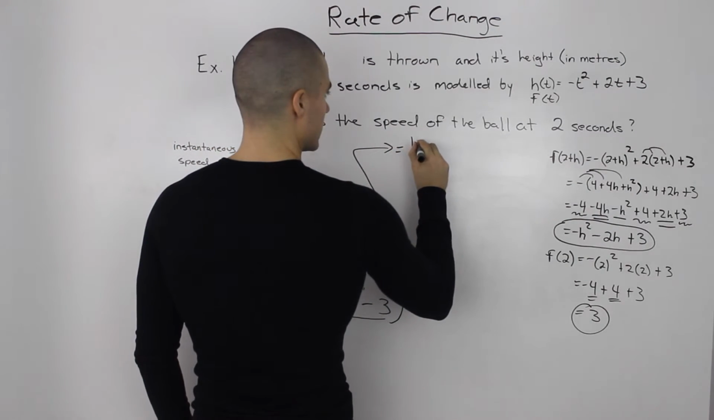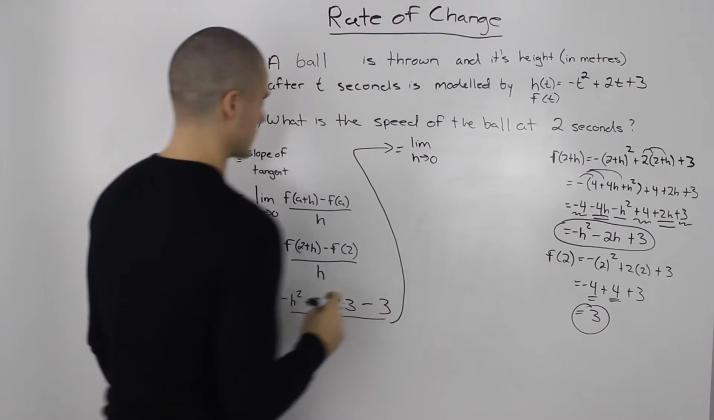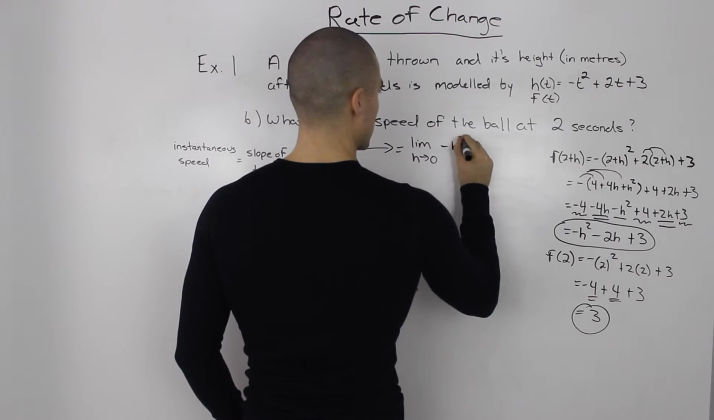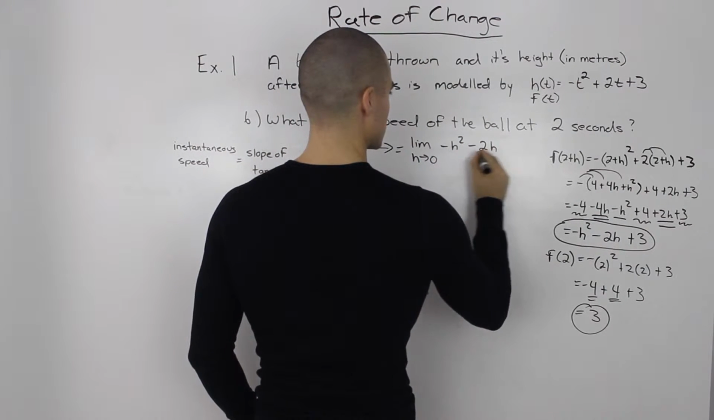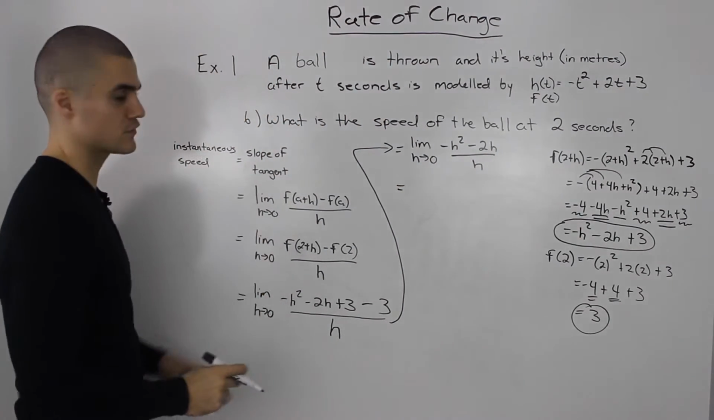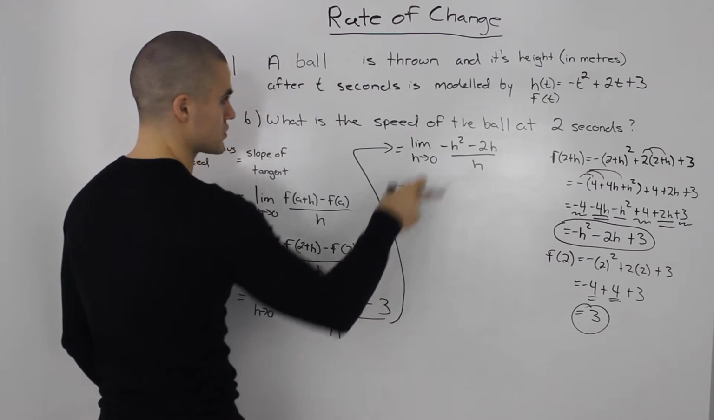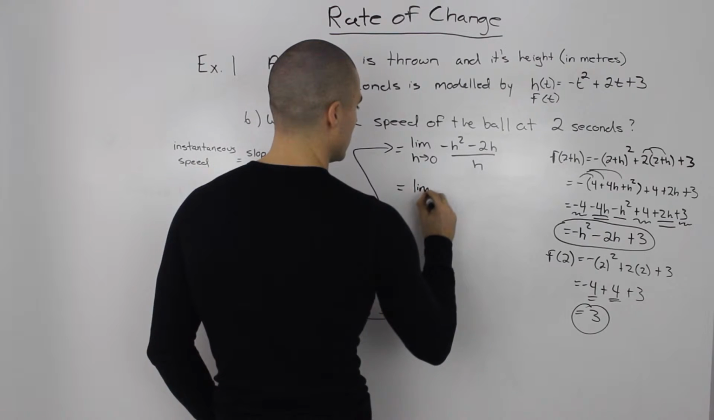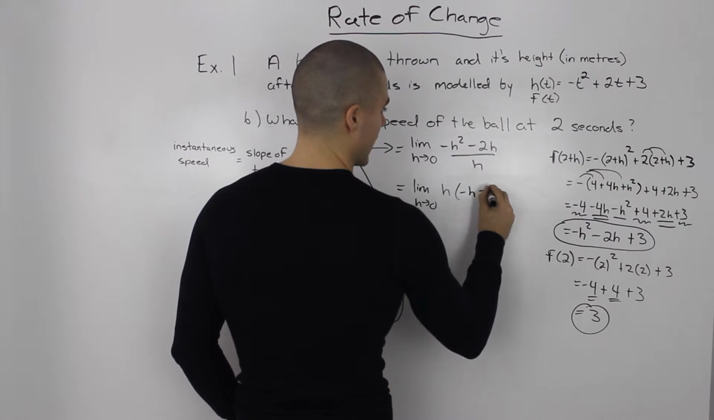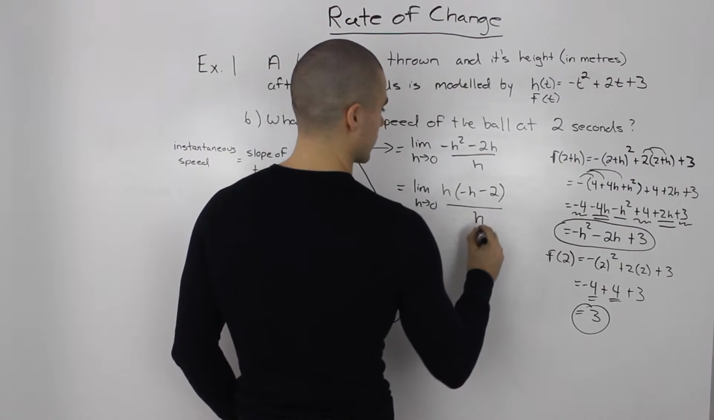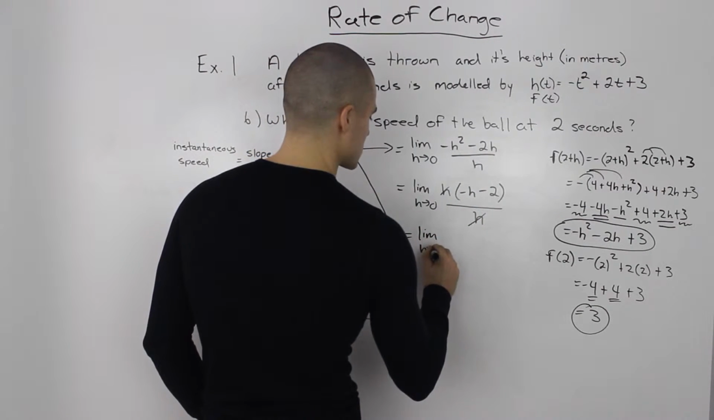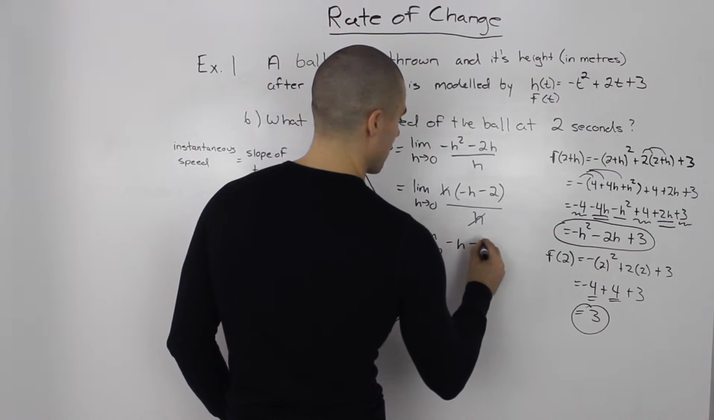So the limit as h goes to 0. Notice how the positive 3 and the negative 3 cancel out. So we got negative h squared minus 2h all over h. And remember what our goal is here with simplifying the difference quotient. We want to get rid of this h in the denominator. So we would factor out an h from the numerator, and we'll be left with negative h minus 2 all over h. The h's finally cancel out. So we'll be left with the limit as h goes to 0 of negative h minus 2.